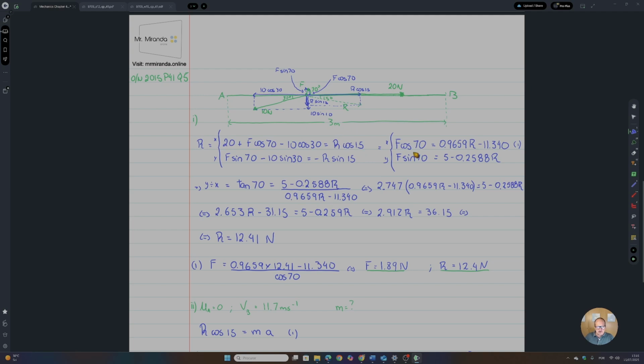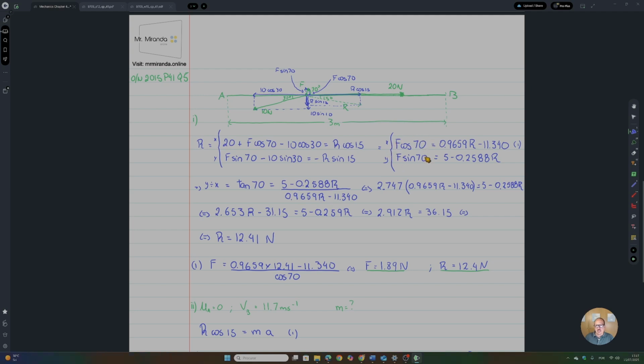So what do I want after all? I want the value of F and the value of R. So I don't know this, I don't know that. I know everything else, so I just substituted here. I leave it here to use later. But I also have this equation, which I will leave with F sine of 70 as the subject. On the top one, I left F cosine of 70 as the subject.